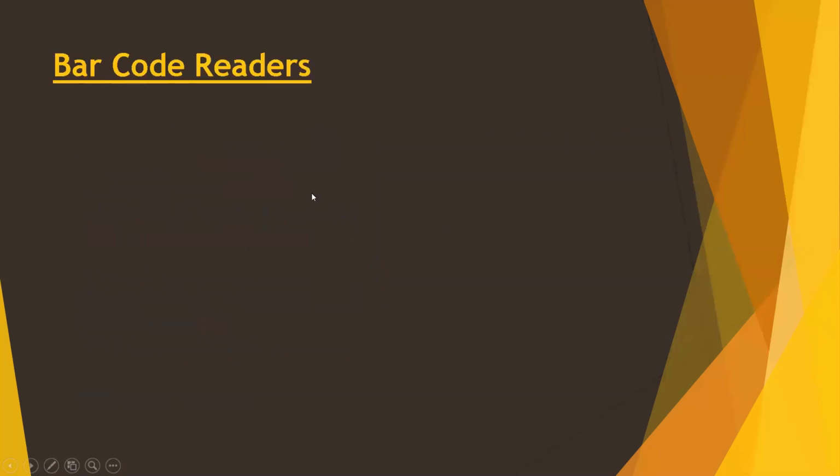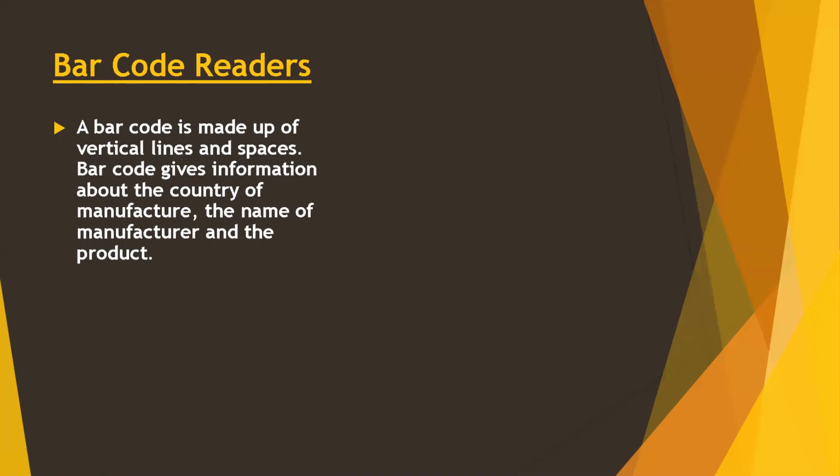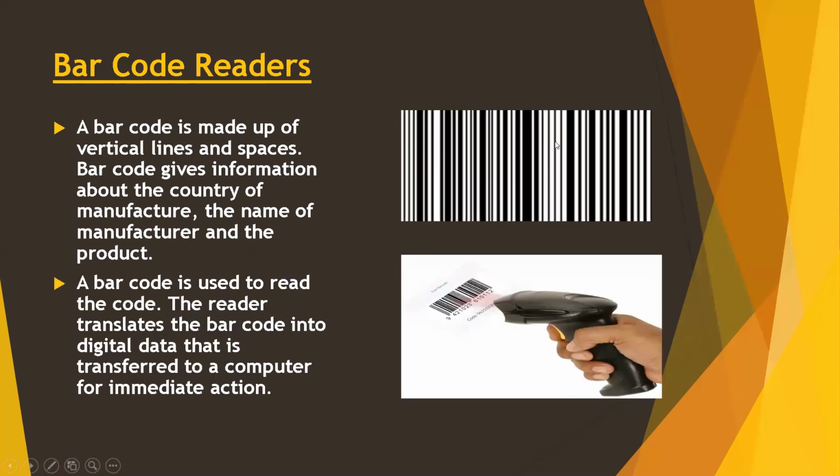Then barcode readers. I hope you have seen these barcode readers. A barcode is made up of vertical lines and spaces. You can see a barcode here. So this is what a barcode is. Maybe in some halls you may have seen this. All the items will be marked with a barcode. Whenever you go and pay the amount, they will scan the barcode and the amount will be displayed. So a barcode is nothing but vertical lines and spaces. A barcode gives information like manufacturer details, everything.